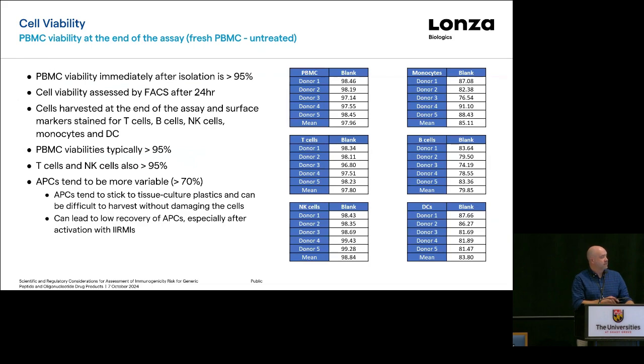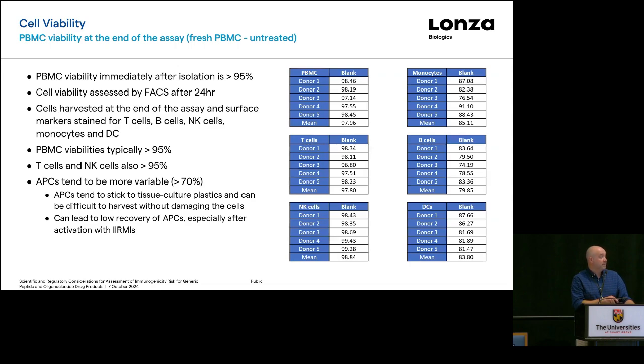So this is just showing some data with 5 donors, and then we've got the total PBMC, T cells, NKs, DCs, B cells, and monocytes. And typically they're above 95 to 99% immediately post-isolation before they're used in the assay. And then the data in the tables is after 24 hours of incubation by flow cytometry. So you can see we received very little drop in the PBMC, T cells, and NK cell viability. I think Sofie showed very similar data.